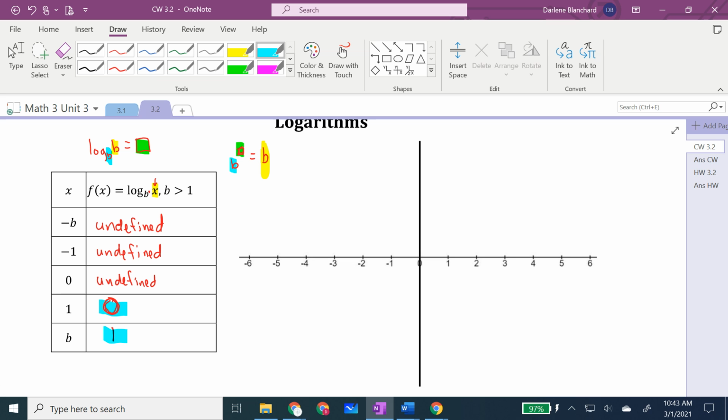And so what I'm going to have you draw here is you're going to draw a point here at 1. And then I want you to, anywhere on the positive y-axis, put a b. Pick a b.